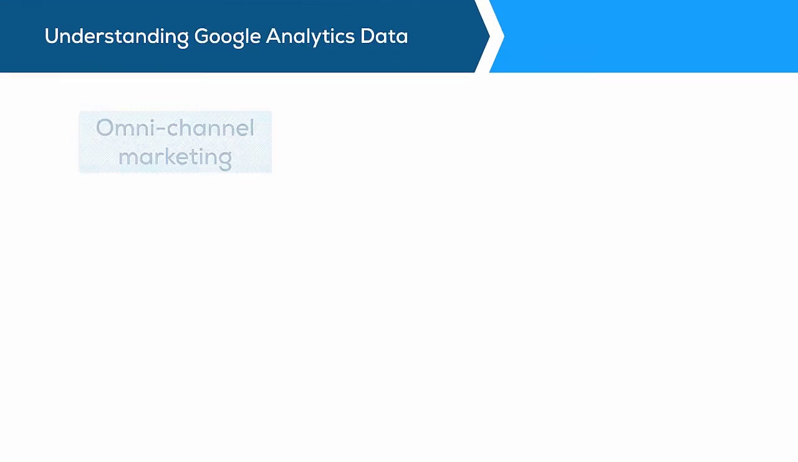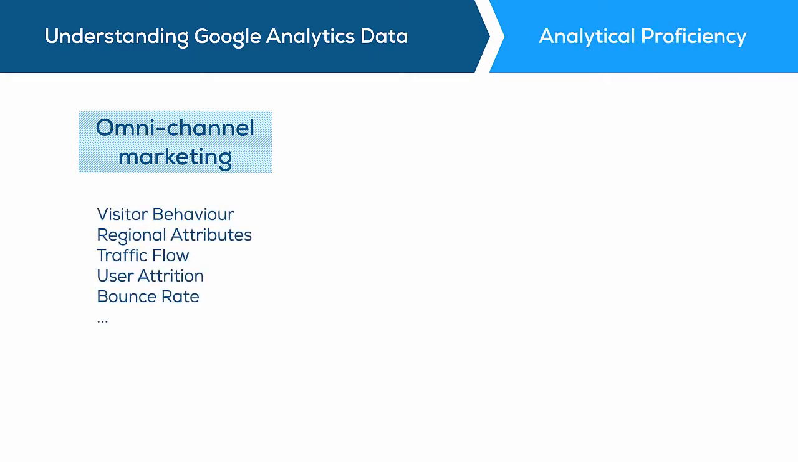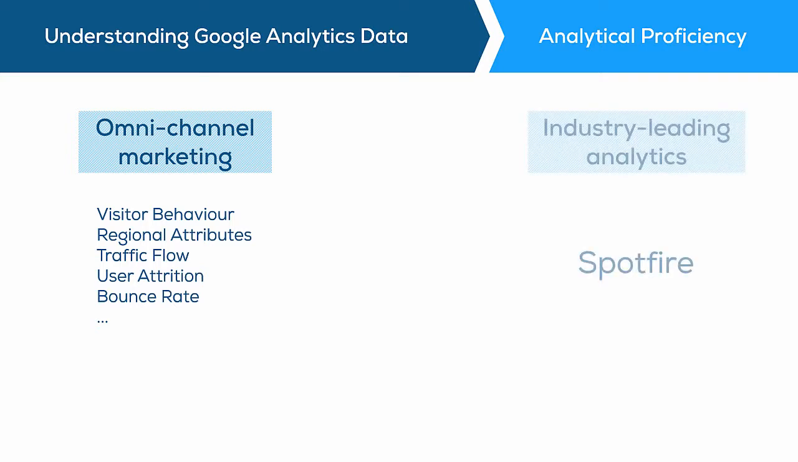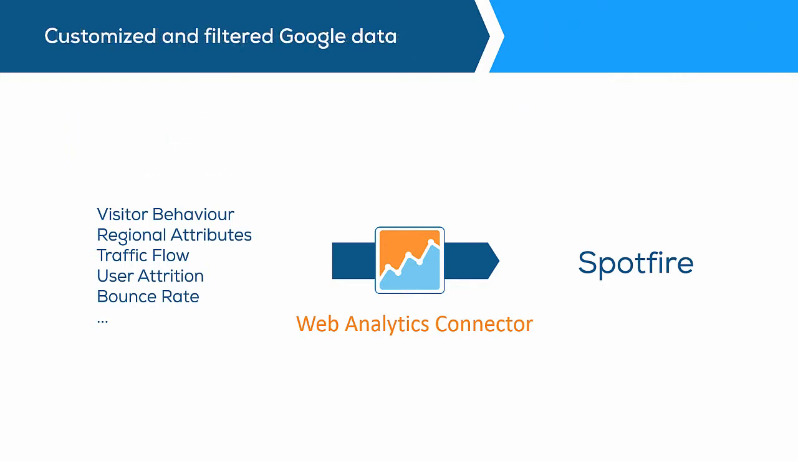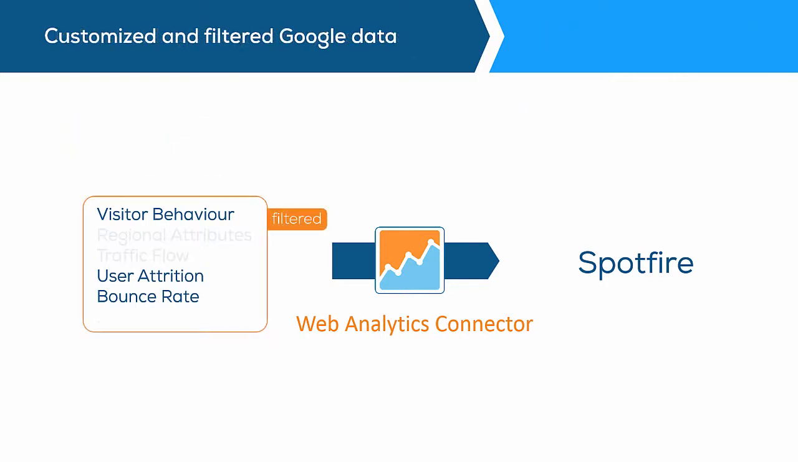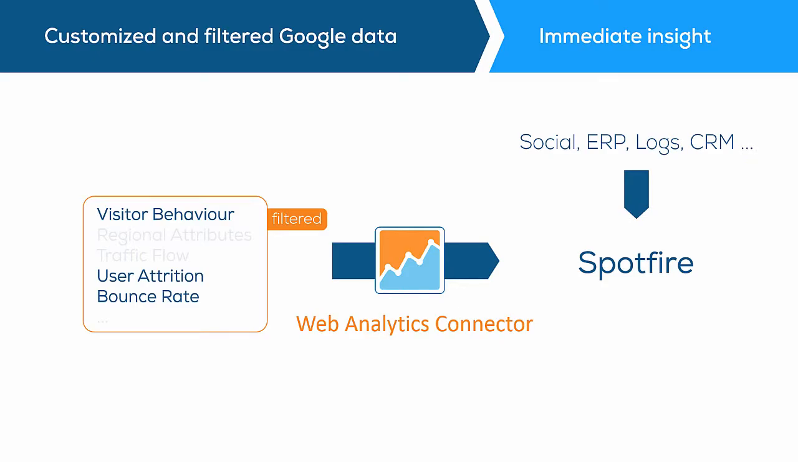Understanding Google Analytics data is a crucial step towards analytical proficiency when it comes to investigating web traffic and repercussions on your business. Optimizing omnichannel marketing with industry-leading analytics is made easy with our Web Analytics Connector for Spotfire. After you have simply connected your Google Analytics account with your Spotfire template, you can use your own customized and filtered Google data, generating immediate insight through seamless mashups with any data sources.